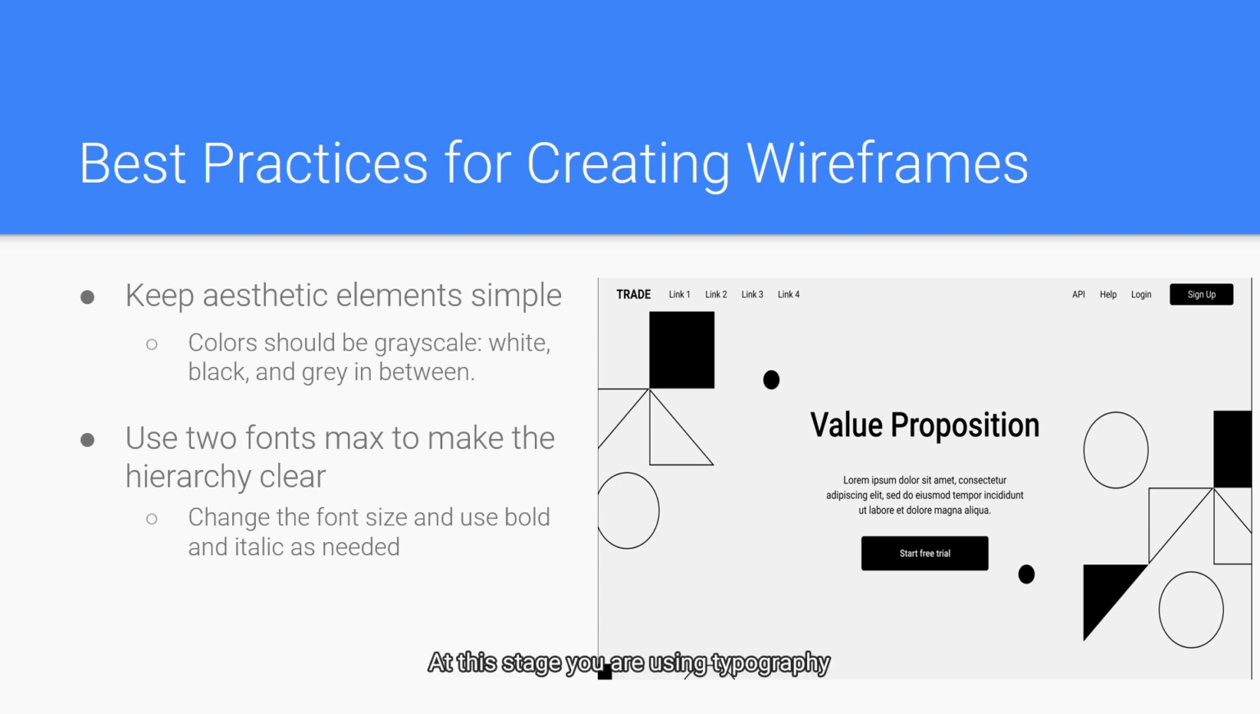At this stage, you are using typography to communicate the hierarchy of information. Limit yourself to two fonts to make the hierarchy clear. Change the font size and use bold and italic as needed to differentiate and call attention to different pieces of information in your wireframe.